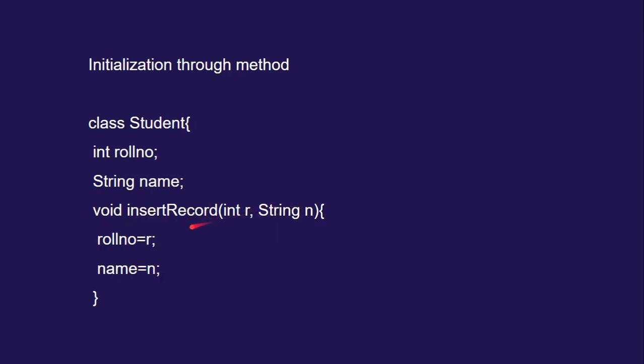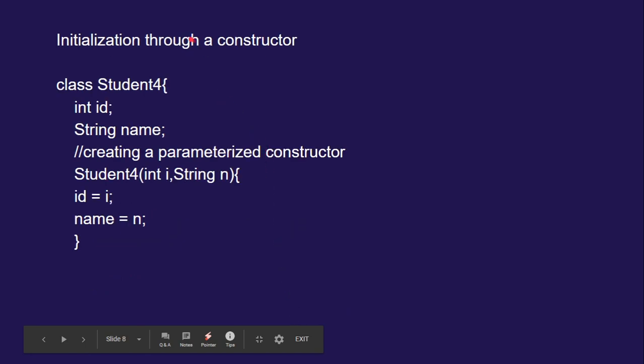Now r is brought inside the function and it is assigned to rollno. So you can see here this method insertRecord brought the value r to the variable rollno, the data rollno. Likewise, insertRecord brought the value String n from somewhere, maybe through input from the user, and that value n is assigned to the name variable. This is the name variable. So this is the example of how to initialize the data of the object using the method. And then the next one is how to do it through the constructor.